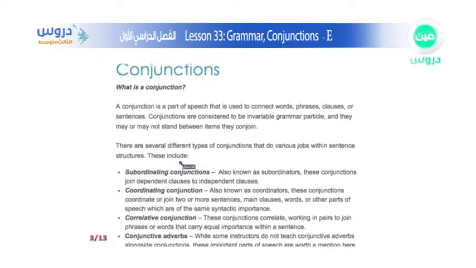These include subordinating conjunctions, also known as subordinators. These conjunctions join dependent clauses to independent clauses. Coordinating conjunctions, also known as coordinators. These conjunctions coordinate or join two or more sentences, main clauses, words, or other parts of speech which are of the same syntactic importance.